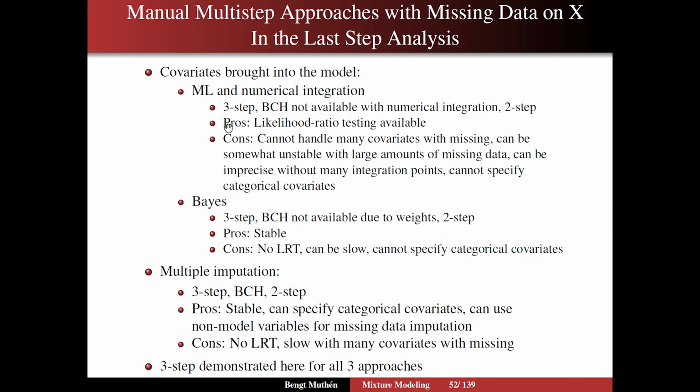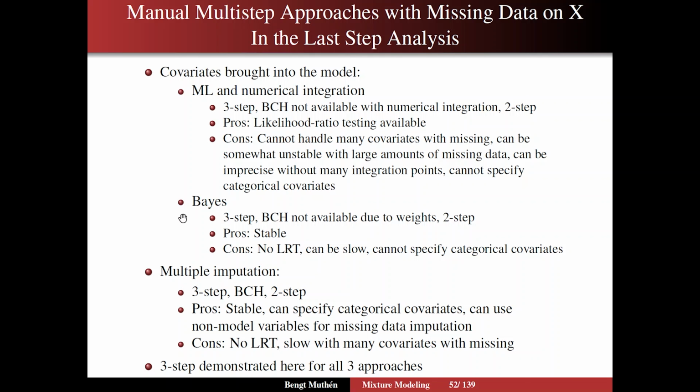And the advantage here with the ML numerical integration is that you get likelihood ratio testing available. The negative part is that you cannot handle many covariates with missing because of the numerical integration getting too heavy. And the approach can be somewhat unstable with large amounts of missing data, and can be imprecise without adding many integration points. And finally, you cannot specify that you have categorical covariates, like the binary X1.